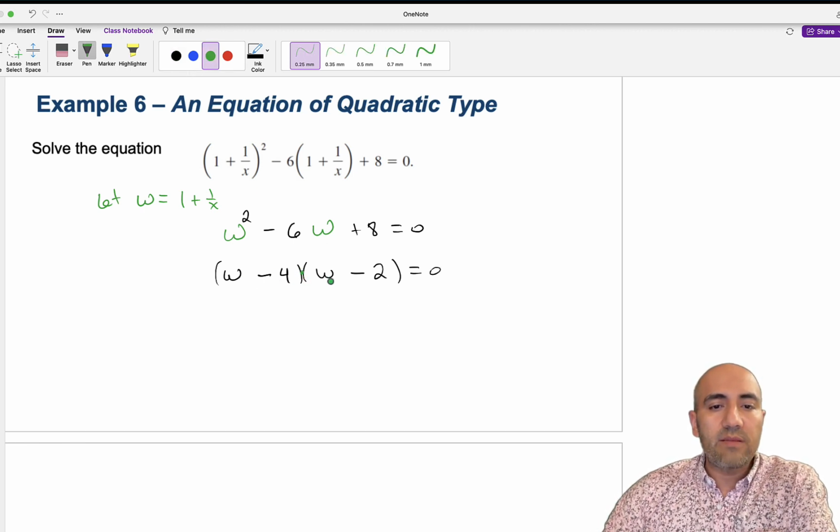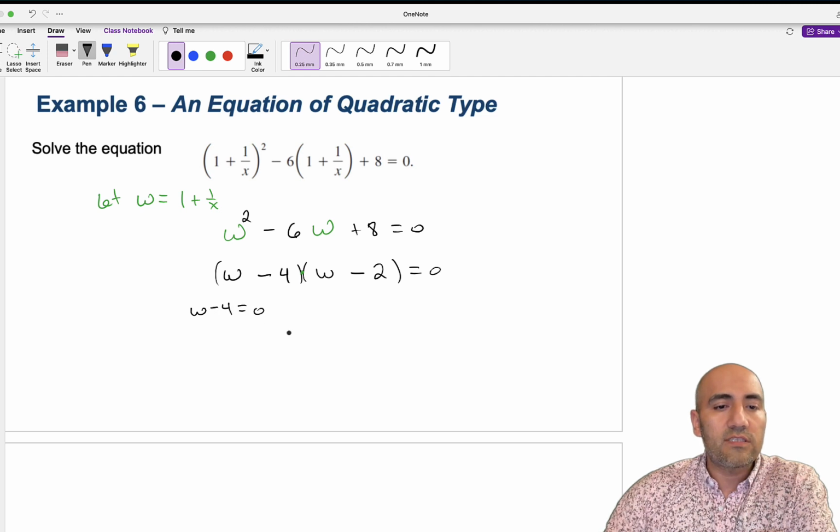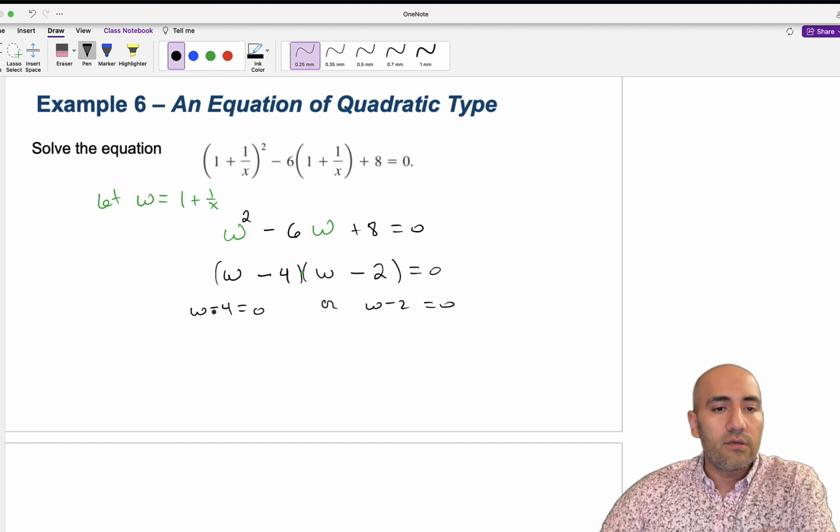Two binomials being multiplied, the answer is equal to 0. That guarantees that at least one of them must be 0. So W minus 4 is equal to 0 is one solution, or W minus 2 equals 0 is another solution. Bringing the 4 over, we get that W equals 4 is one solution. And then bringing the 2 over, we get that W equals 2 is another solution.